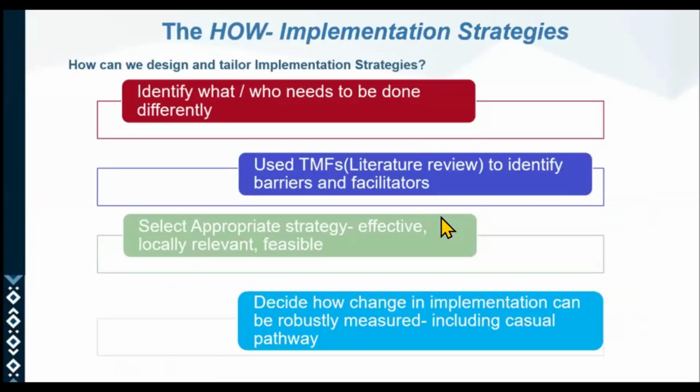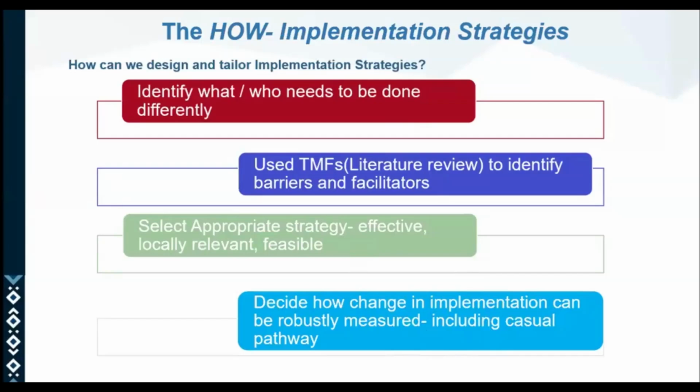First of all, we have to know what needs to be done differently and by who. We also have to know what theories, models, and frameworks we need to use. These theories, models, and frameworks help you to identify barriers and facilitators. And also you should be able to select the appropriate strategy that is effective, locally relevant, and feasible. Also decide on how change implementation can be measured, including the causal pathway. So using each of these steps, we are going to see how we can implement our implementation.